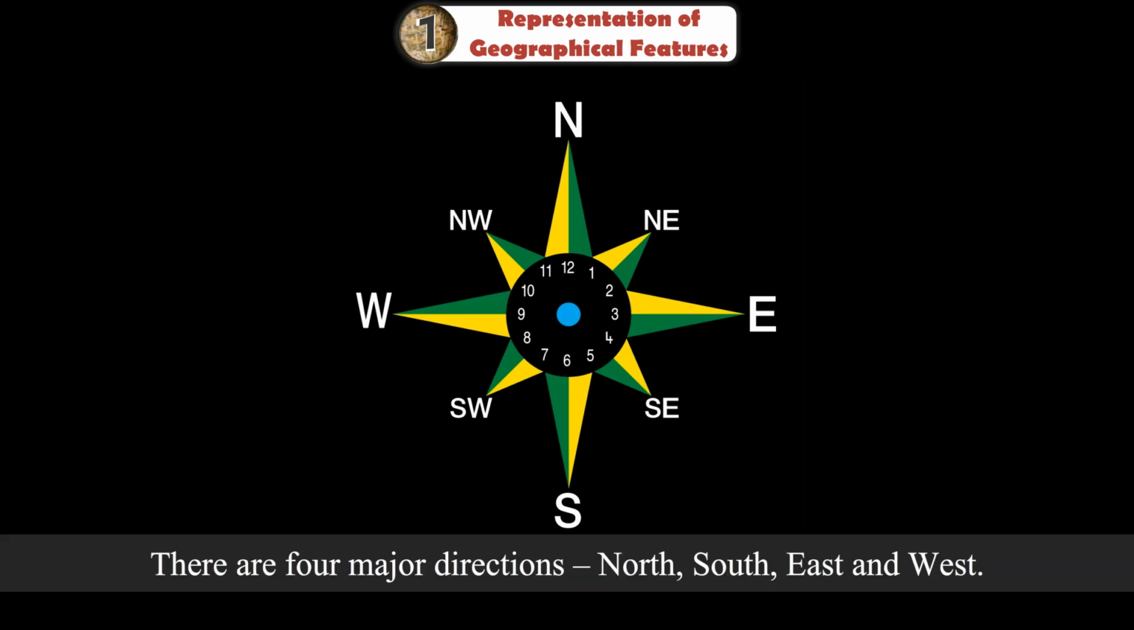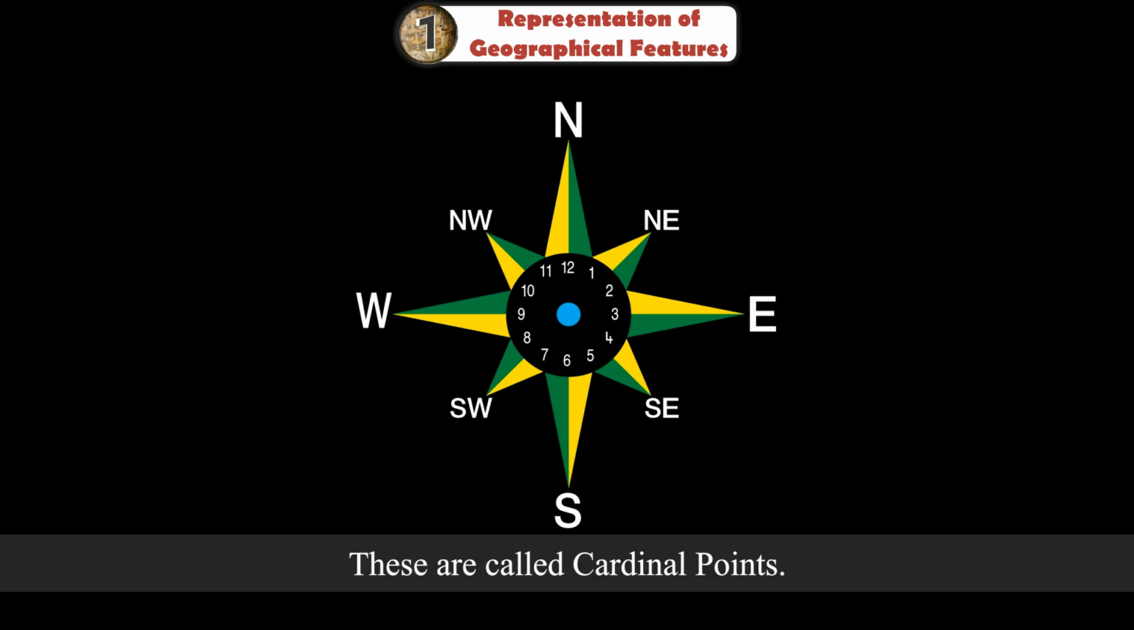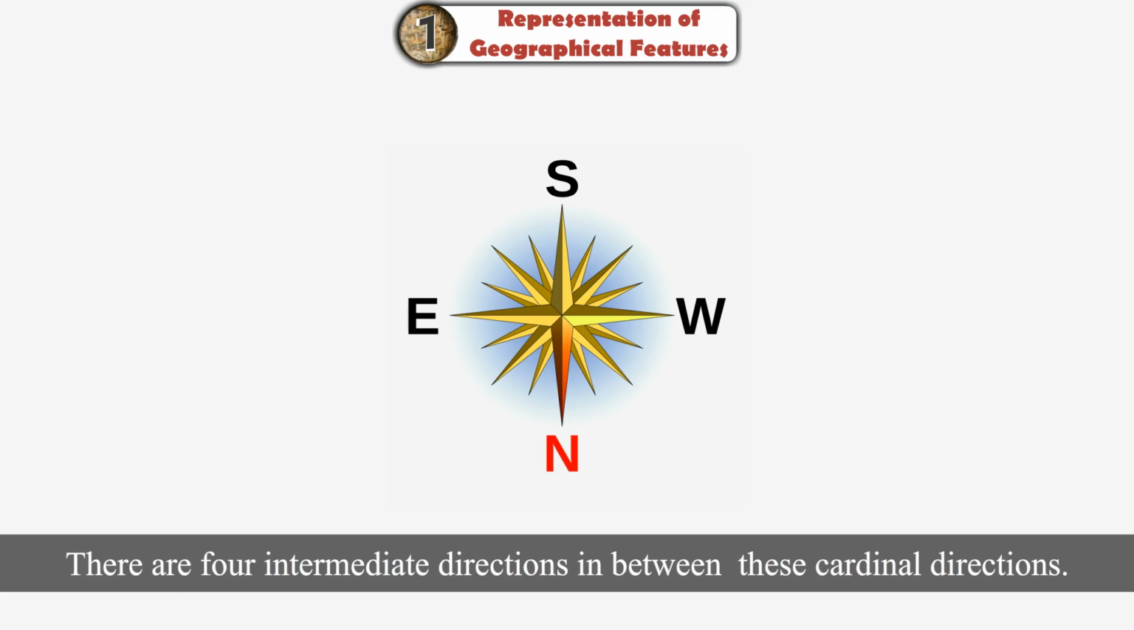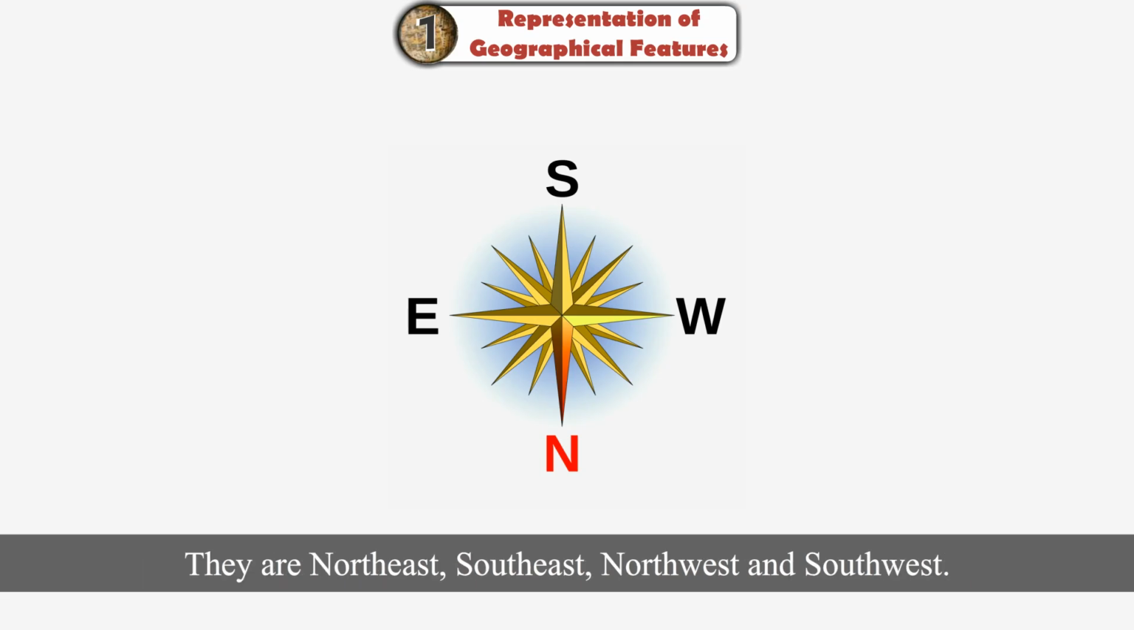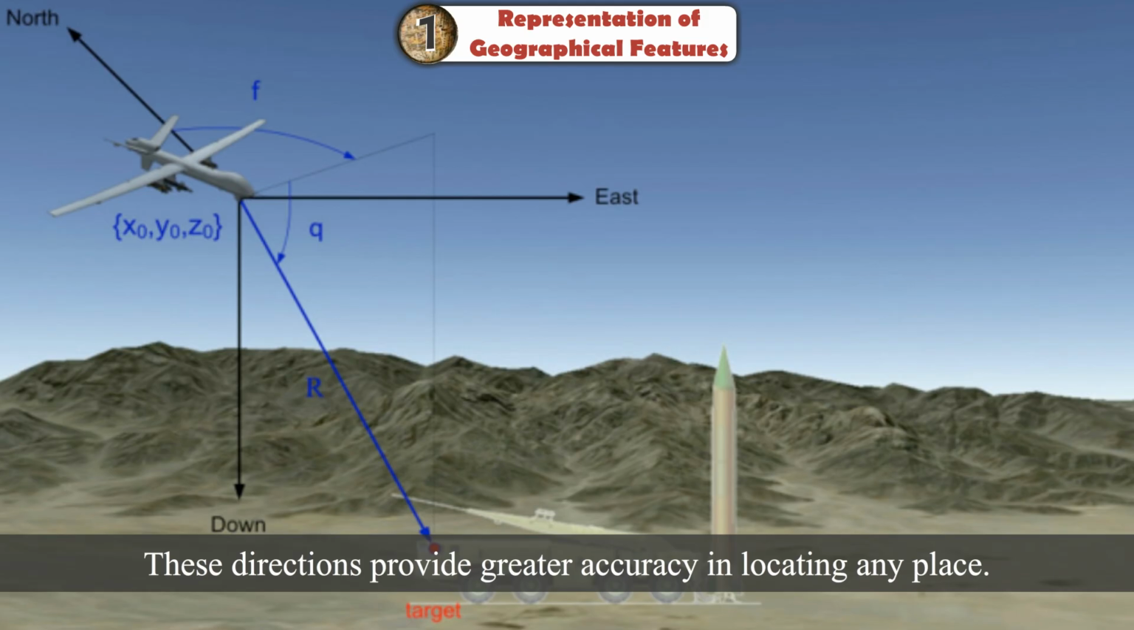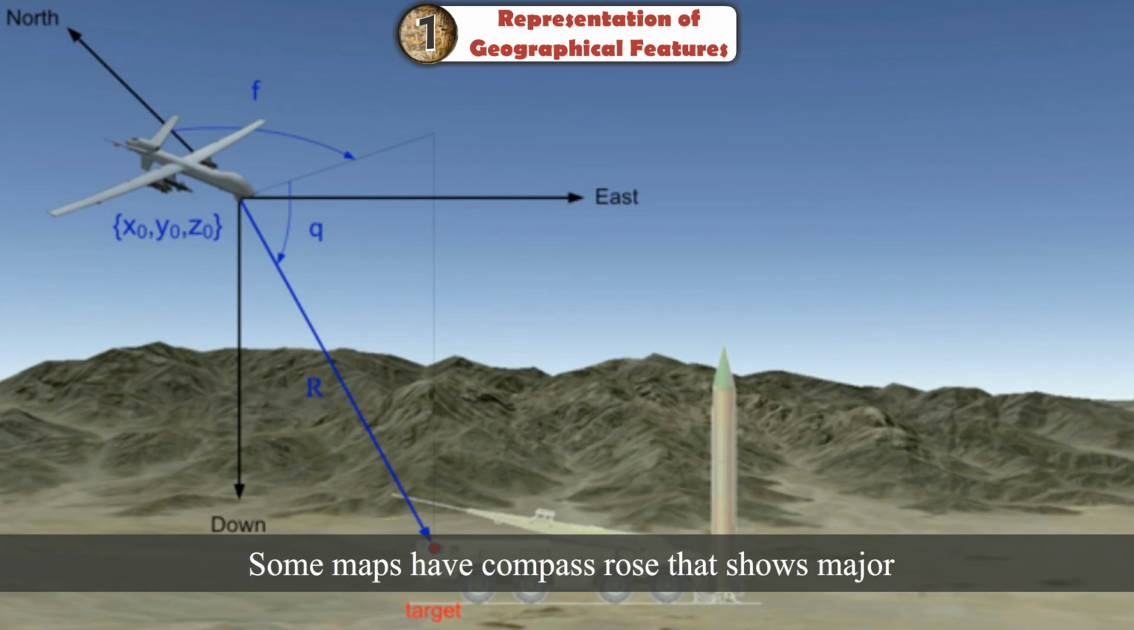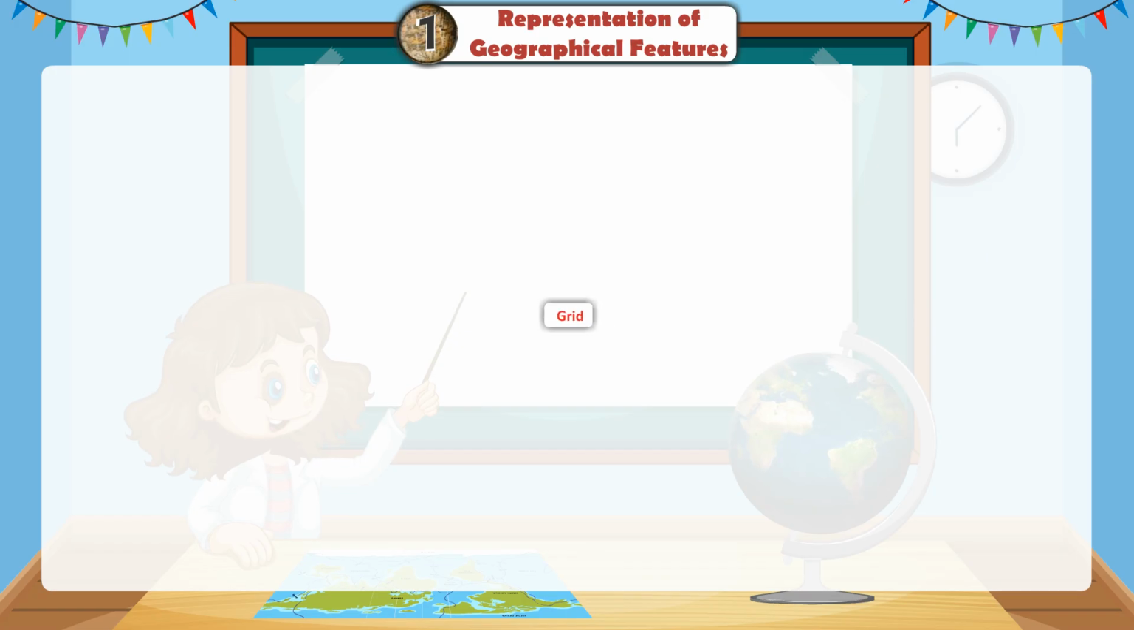There are 4 major directions: north, south, east, and west. These are called cardinal points. There are 4 intermediate directions in between these cardinal directions. They are northeast, southeast, northwest, and southwest. These directions provide greater accuracy in locating any place. Some maps have a compass rose that shows major as well as intermediate directions.